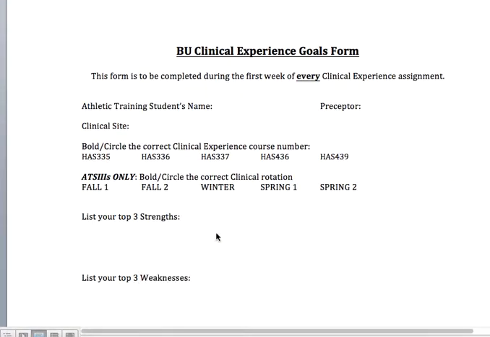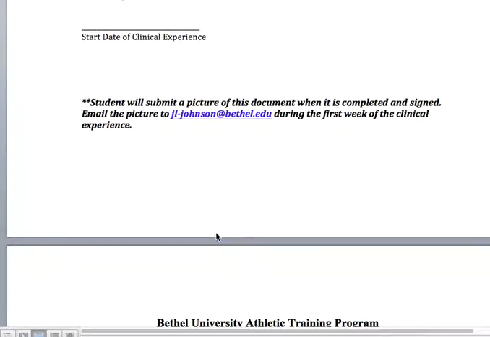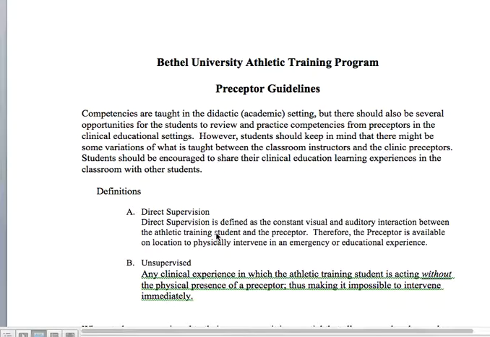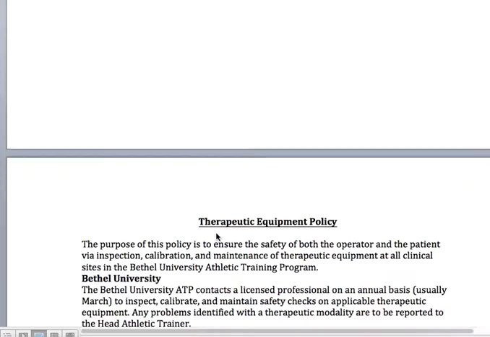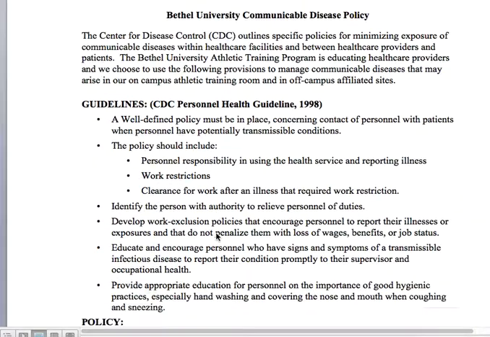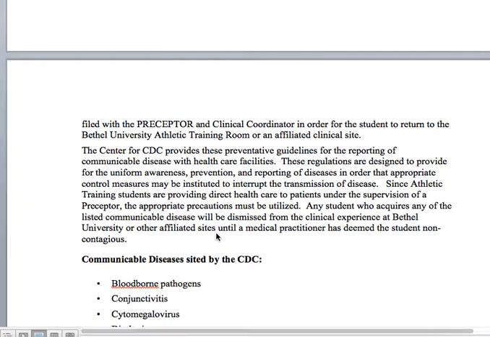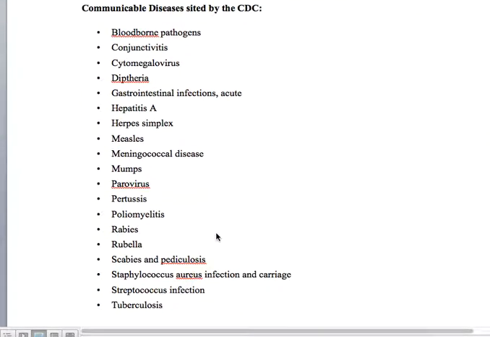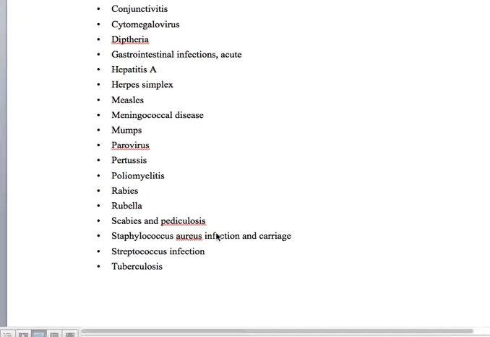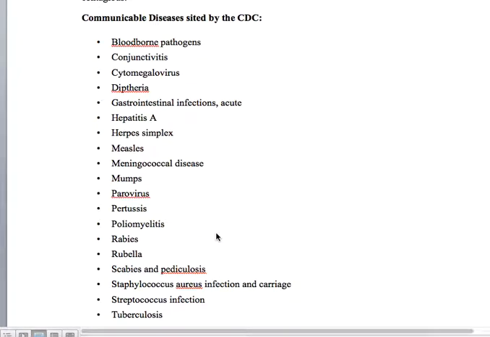Okay, we went through the goals form, so I'm going to skip that. There are the preceptor guidelines. You will read those, and the equipment policy. Here's a reminder on your communicable disease policy: if you're sick, you should not attend your clinicals. So here's a list of communicable diseases that if you've been diagnosed, or you have a fever of 100 or above, and/or you think that you might be sick, then you should not go to your clinical experience.